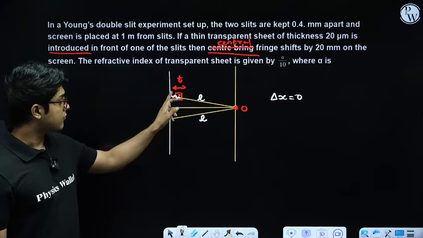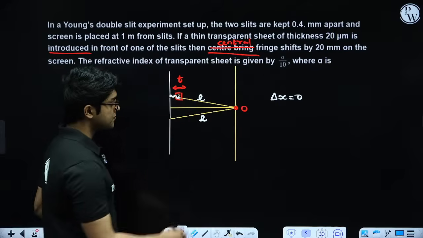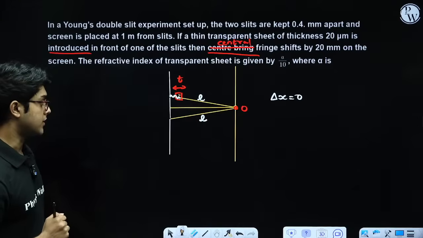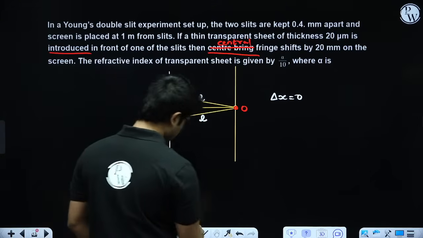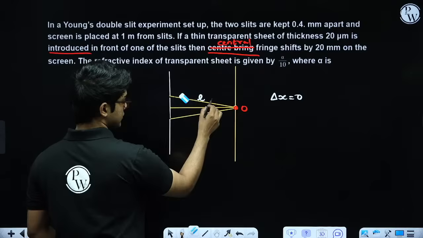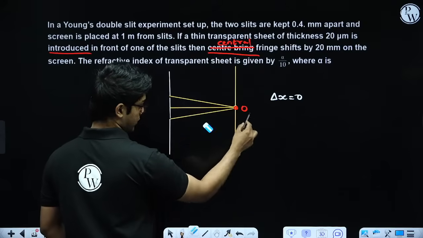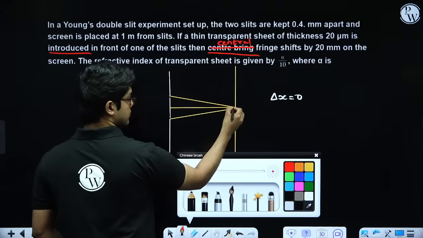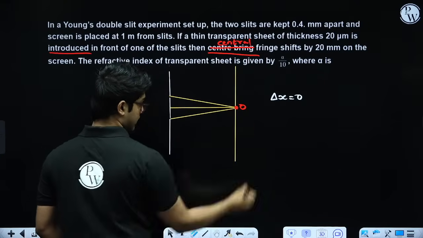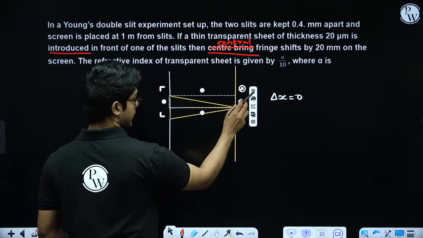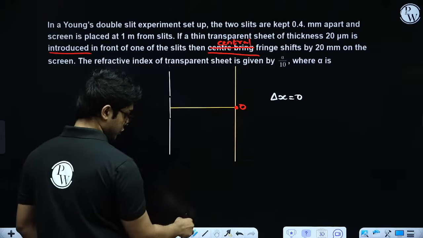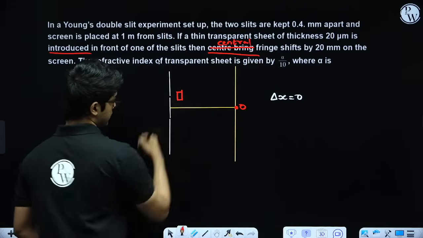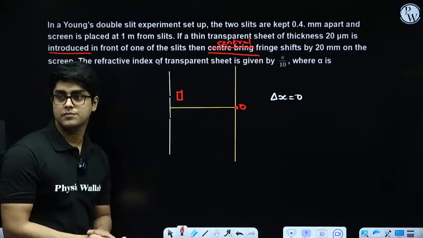Now the thing is, when we introduce the slab, it introduces an extra path length, which is the optical path length, and because of that the answer changes. The central maxima is not at O anymore. So this is the central maxima point. Now the central maxima will not be at O, it will shift. So let's say the transparent slab is placed in front of this particular slit, the upper slit.